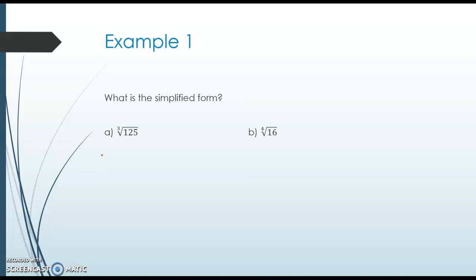So for this one, it ends in a 5, so I'm going to divide by 5. And so 125 divided by 5 is 25. And then 25 is 5 times 5. So because it's a cube root, I'm looking for groups of 3. Oh, all of them come out. So what that means is the cube root of 125 is 5.